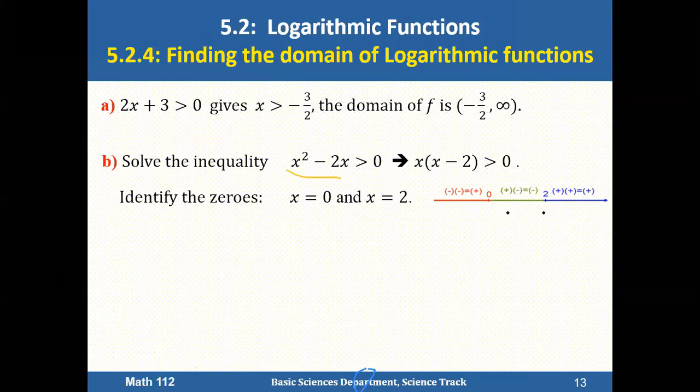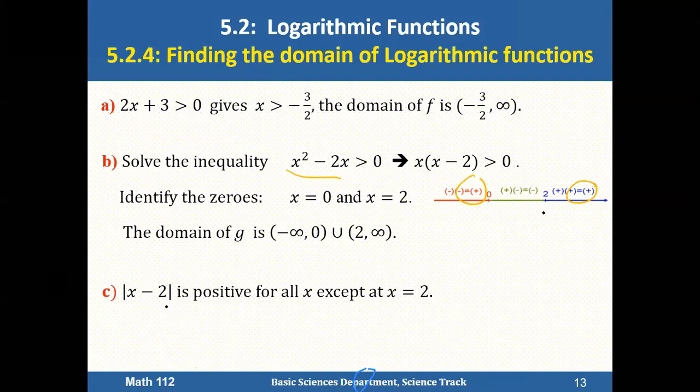So test points on the real line. See when it is positive here and positive here, so a union of two intervals. And this is always positive or 0 since it's an absolute value. So we only remove the point where it is 0. So we have to open at 2.